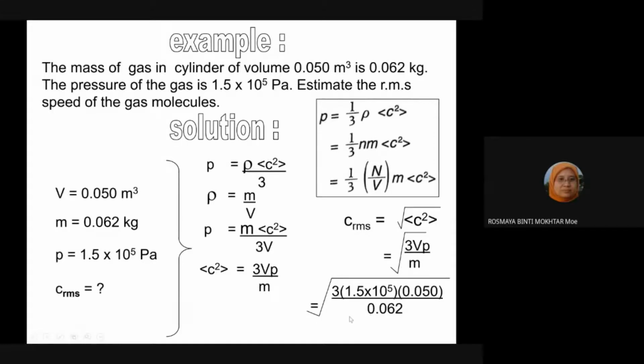Oh, we haven't come to the final answer yet. So the answer is 600 meters per second. So the root mean square speed of the gas is 600 meters per second. We will go into detail in the next subtopic for the root mean square speed. This is the introduction for the root mean square speed, how we can get it from the mean square speed. In other words, the relationship between root mean square speed and the mean square speed.